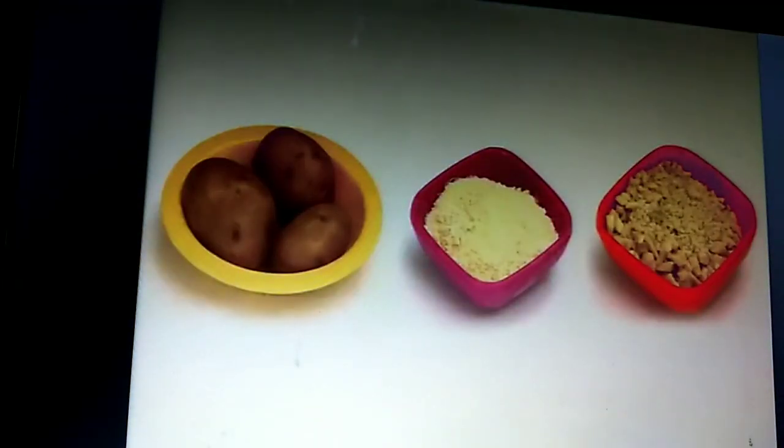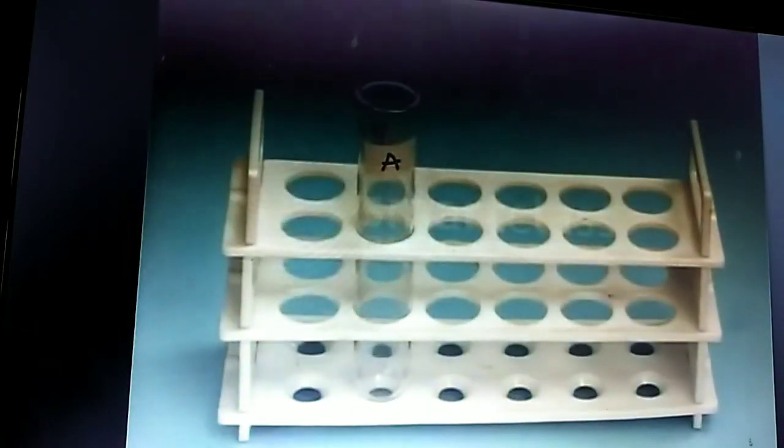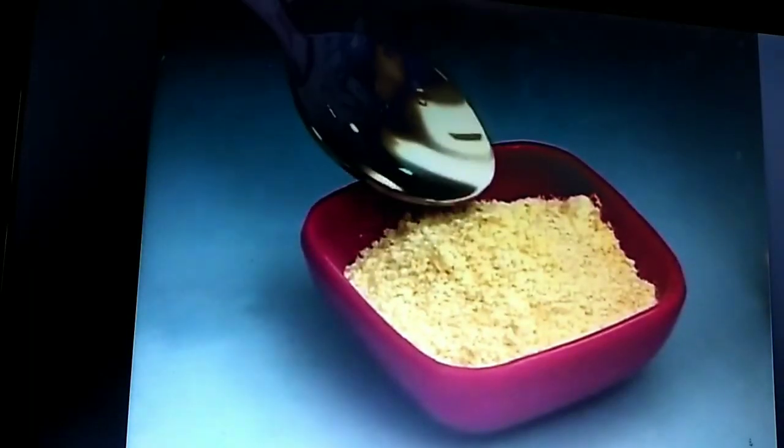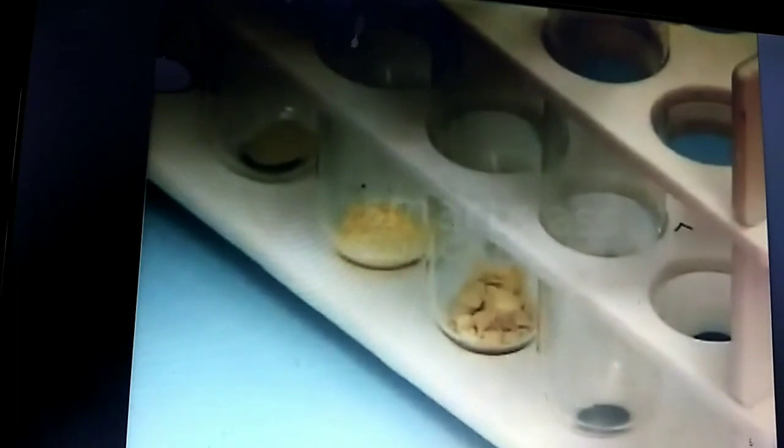Let us now perform the next activity to test the presence of proteins in the food items. First, take 4 test tubes. Now mark them as A, B, C and D and place them in a test tube stand. Now, similar to the first experiment, put a piece of potato in test tube A, a little quantity of powdered pulse in the test tube B, and a few pieces of crushed cashew nuts in test tube C. In the test tube D, add a little amount of water and label this as control.